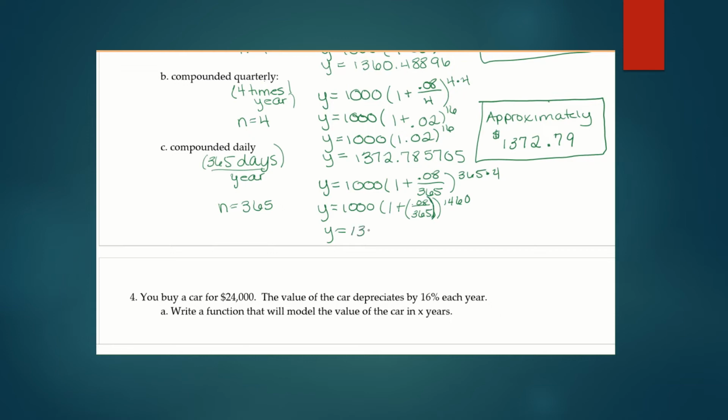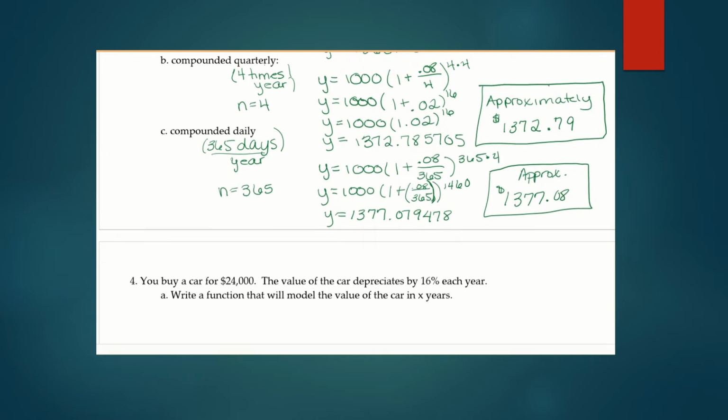Okay, so what am I going to have in my account at the end of 4 years if we're compounded daily? Oops, that's supposed to be 4. There we go. And again, rounding this to 2 decimal places because we're talking about money, we're going to have approximately $1,377 and a whopping 8 cents. There we go. So you can see the more often our interest is compounded, the more money will end up in our account.